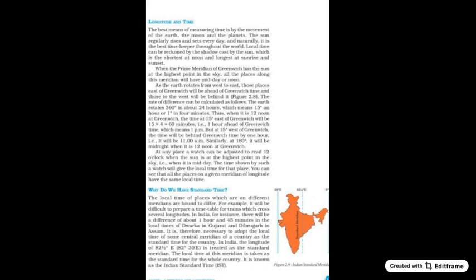For example, in Russia, there are as many as 11 standard times. The earth has been divided into 24 time zones of 1 hour each. Each zone thus covers 15 degrees of longitude. Thank you, and that's all we have in this chapter.